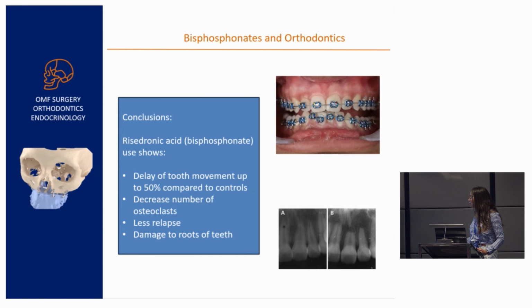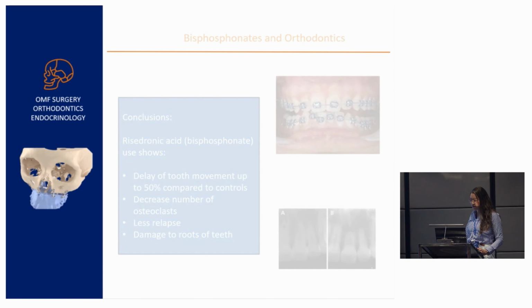And you need to take into account that you should not put too much force on the teeth to move through the jaw, because that could lead to damage to the root, and what you get is what you see here. This is before the orthodontic treatment, and this is after, that you get shortening of the roots because of the pressure. So I would advise to go to someone who has a little bit of expertise with patients that use bisphosphonates.